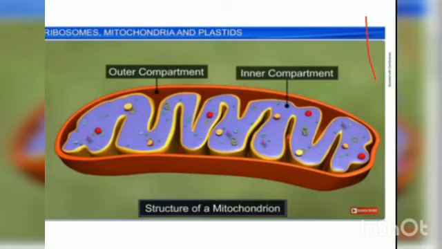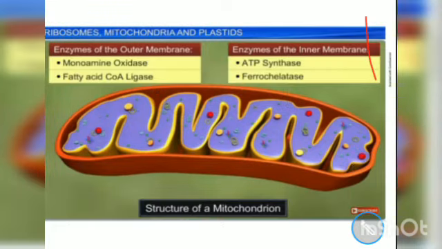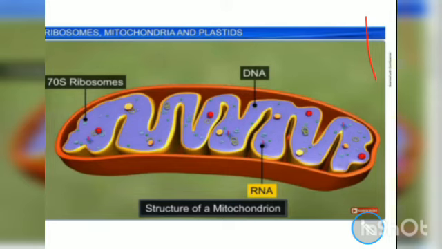And there are various types of enzymes present in the mitochondrial membrane. Look at here, you can take the screenshot: the enzymes of the outer membrane are monoamine oxidase and fatty acid coenzyme A ligase. Then the enzymes of the inner membrane are ATP synthetase and ferrochelatase. Generally the outer membrane is selectively permeable and allows certain materials to enter, whereas the inner membrane forms the foldings called crista, and it contains the ATP synthetase enzyme which helps in ATP synthesis.